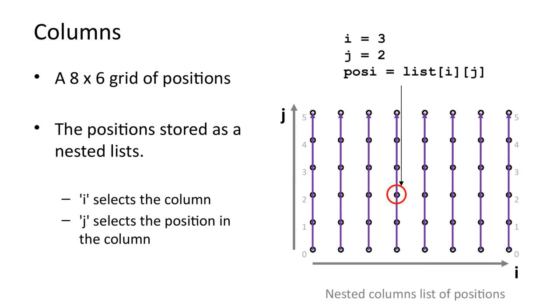The example shows an 8x6 grid of position, structured as columns. Note the index numbers in the grid. Each column starts at 0 and ends at 5. To extract a position out of the nested list, we need two indexes. We can call these indexes i and j. Consider the position highlighted in the diagram. Index i is 3, and index j is 2. To extract the position we write, list 3 2.